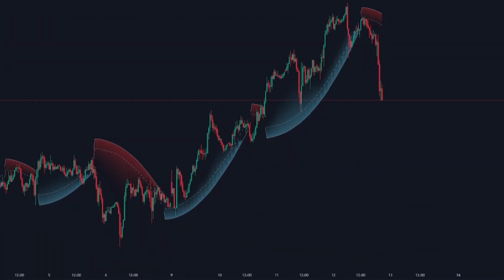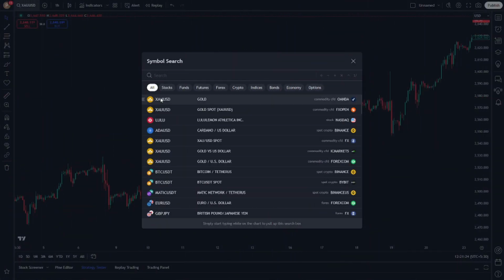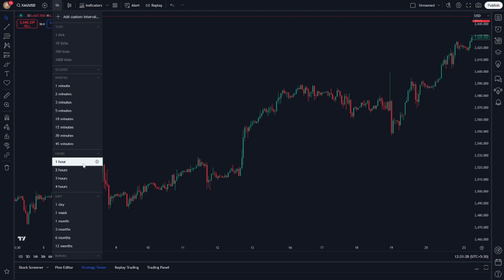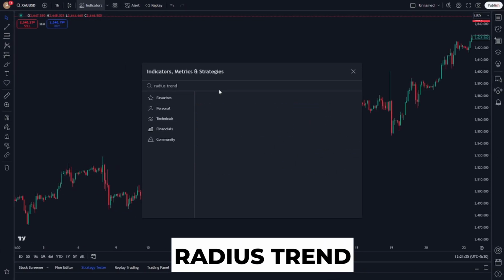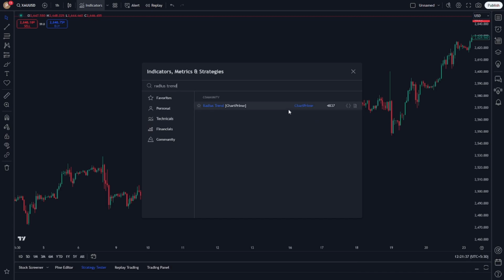First, let's get set up. Head over to TradingView. Pick any security you like. I'll be using gold on a 1-hour time frame. Open the indicator search tab and type in radius trend. Look for the one by Chart Prime. Found it? Great, let's add it to our chart.